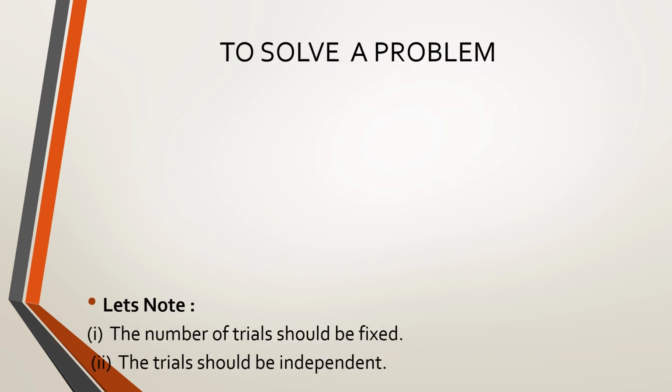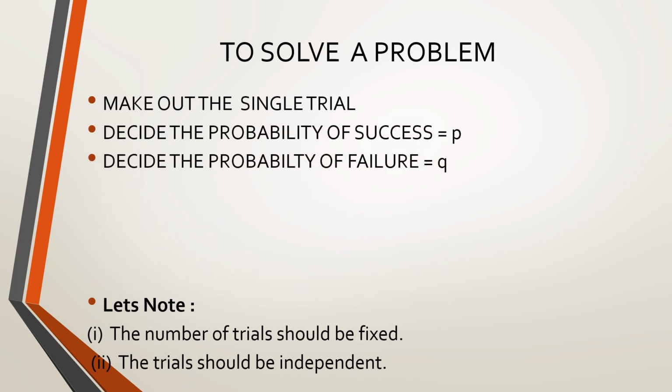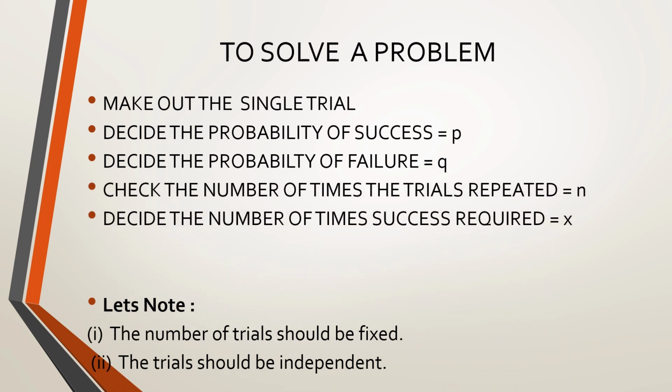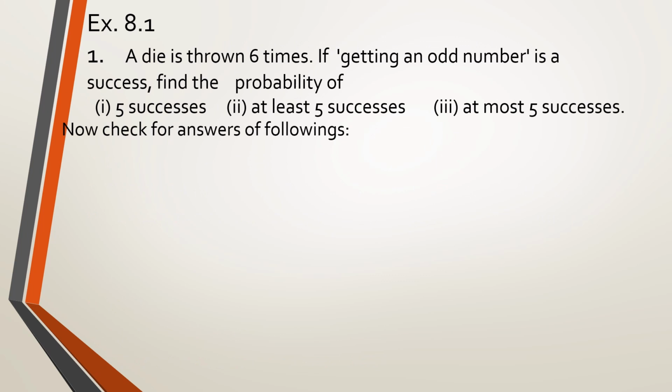Now to solve any problem, first you make out what is the single trial considered in the example. Then find the corresponding probability of success and failure for the single trial. Check the number of times the trials are being repeated, that will be n, and decide the number of times success is required, that will be x. Let's consider now a few examples.